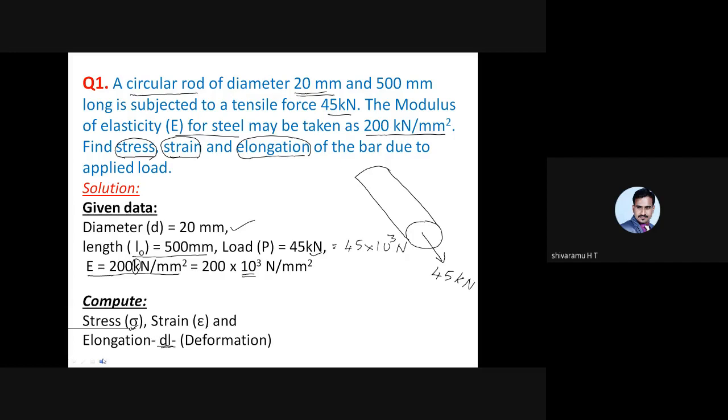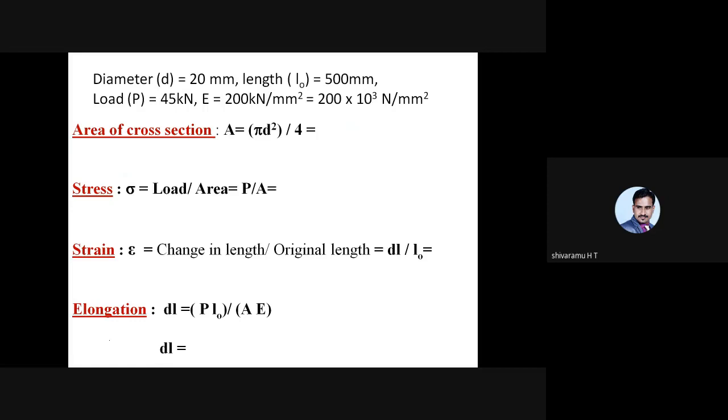So we know stress is equal to load by area. Here, whatever the given data is, diameter is given. So let me construct a figure. It is a circular bar subjected to a load of 45 kilonewton. Diameter is 20, length is 500 millimeter, load is 45 kilonewton, and Young's modulus is 200 kilonewton, which we converted in terms of Newton per millimeter square, so 200 into 10 power 3 Newton per millimeter square.